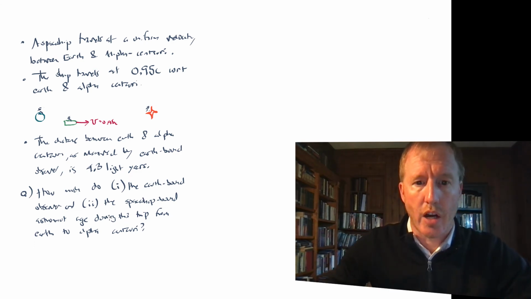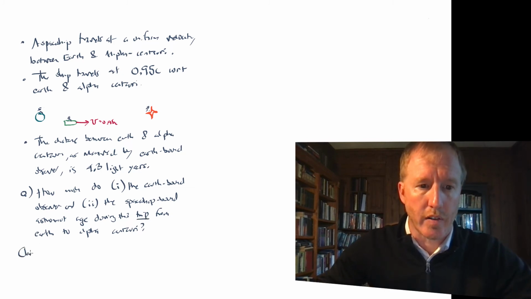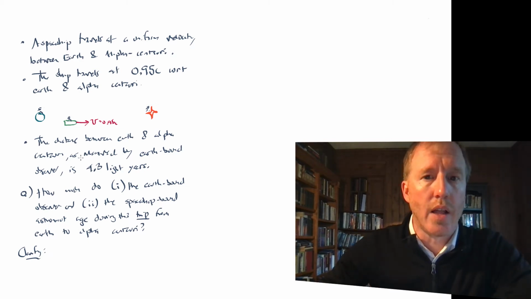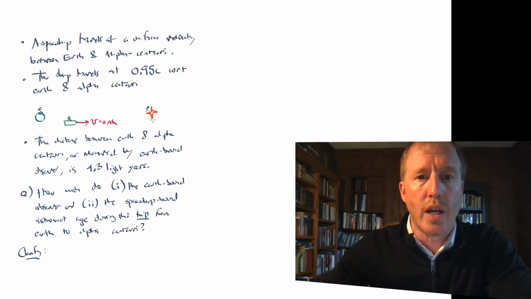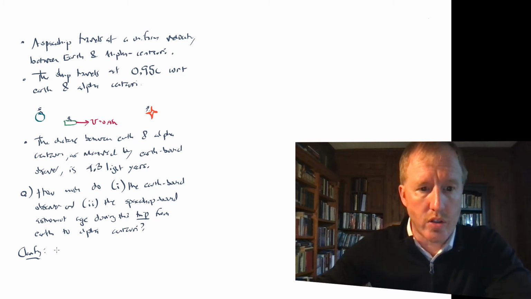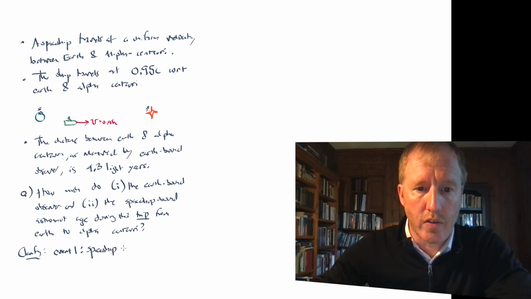Now we have to think carefully about what we mean by this trip. Okay, so let's clarify something right away. This is going to be helpful. When we say this trip, we basically mean the time between two events. Those events are when the spaceship leaves the Earth and when it arrives at Alpha Centauri. So let's just clarify that. So we have event 1 would be the spaceship leaves Earth. Okay, that's event 1. And event 2 would be the spaceship arrives at Alpha Centauri.